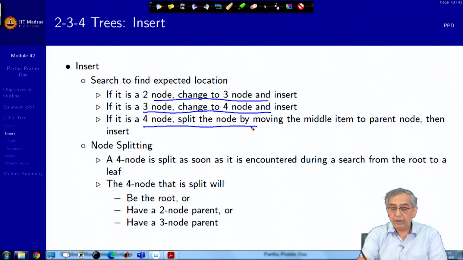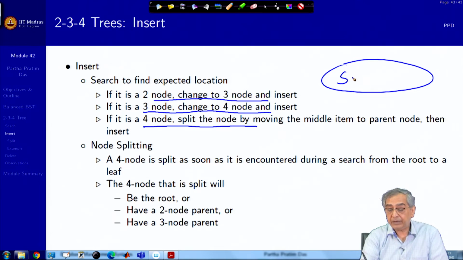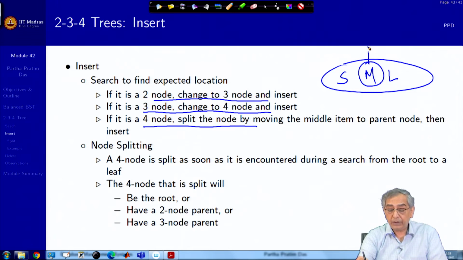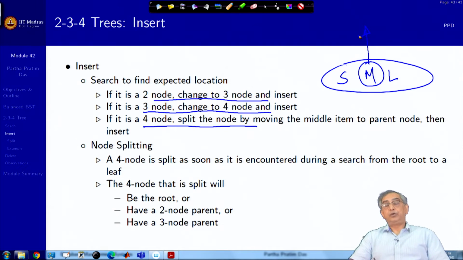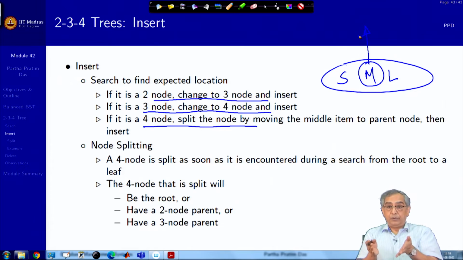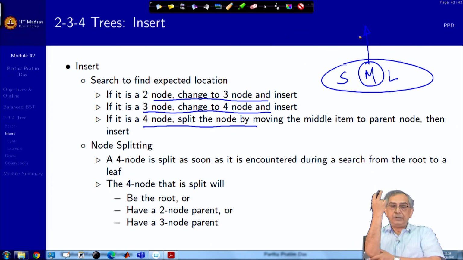So, what you do of these 3 values S, M and L, you take M out and insert it into its parent, go up, insert it in the parent. When that happens, you have 2 nodes, 2 values, and you put the new value. This is called splitting the node. Now, the subsequent question is, what happens in the parent, because you want to insert it there.